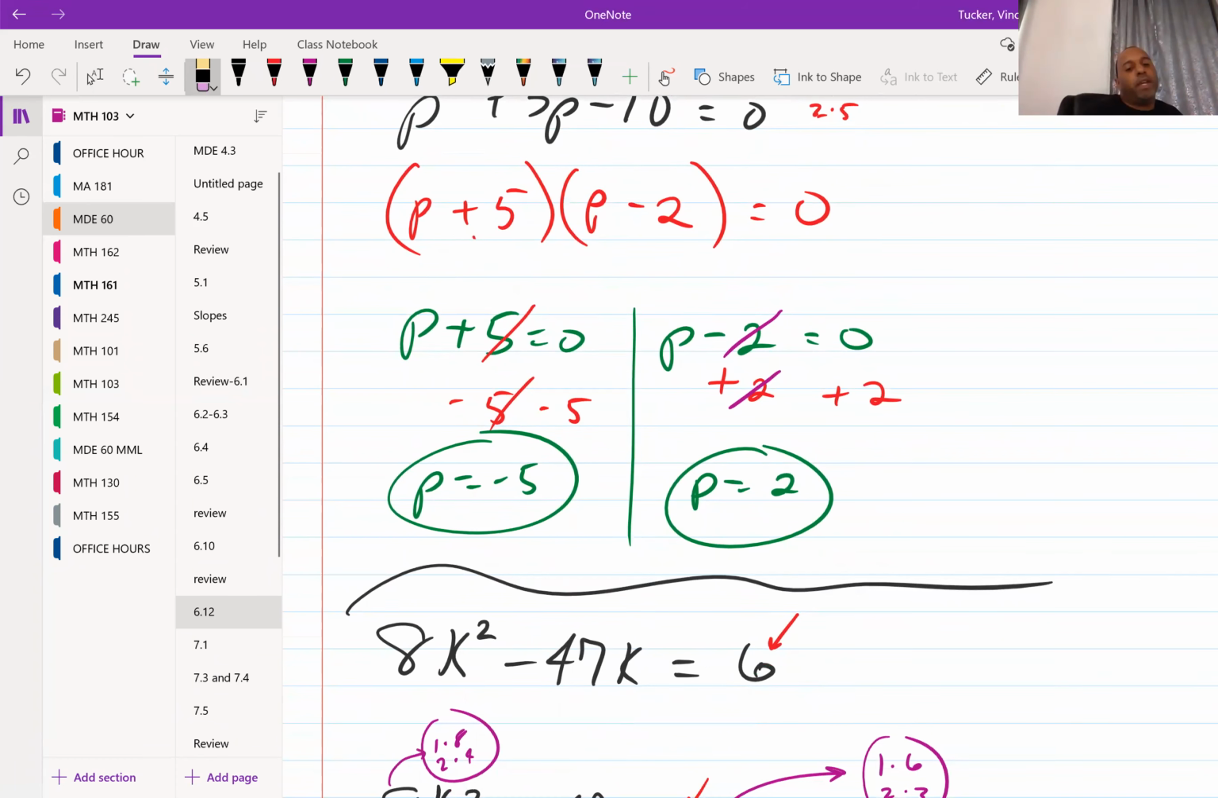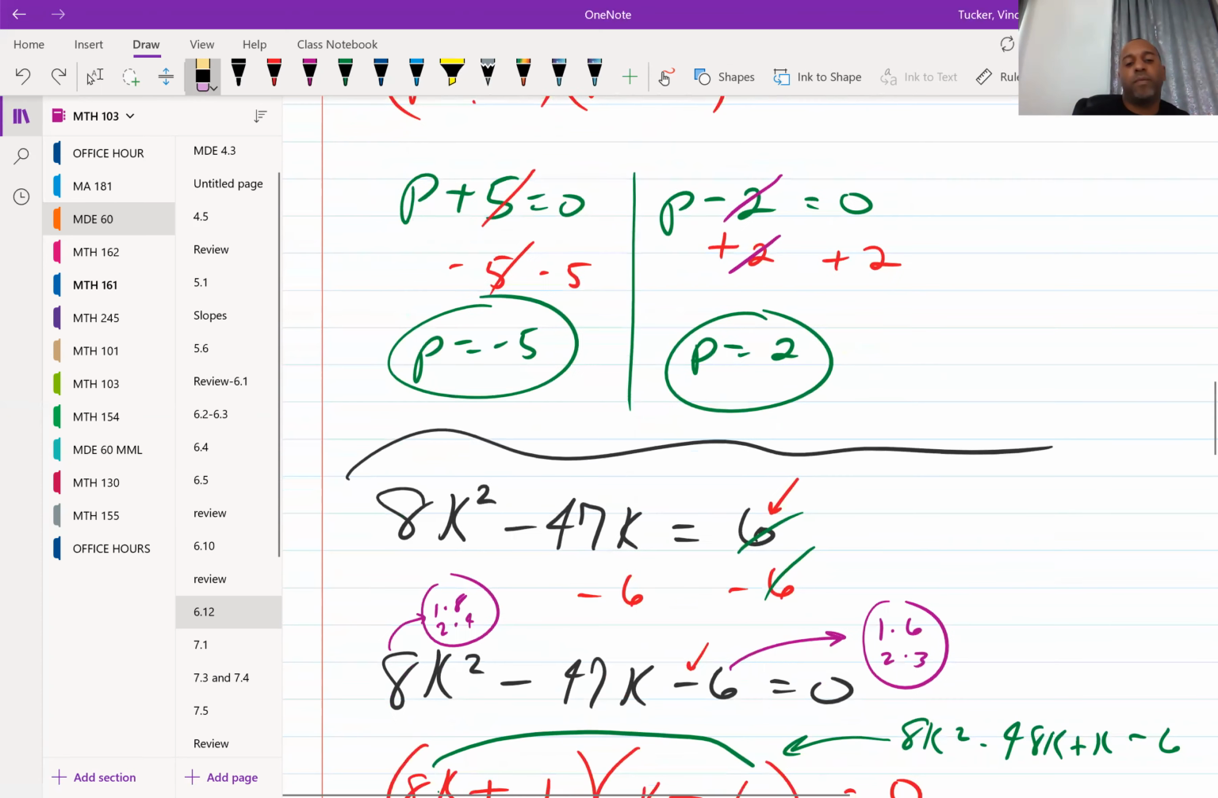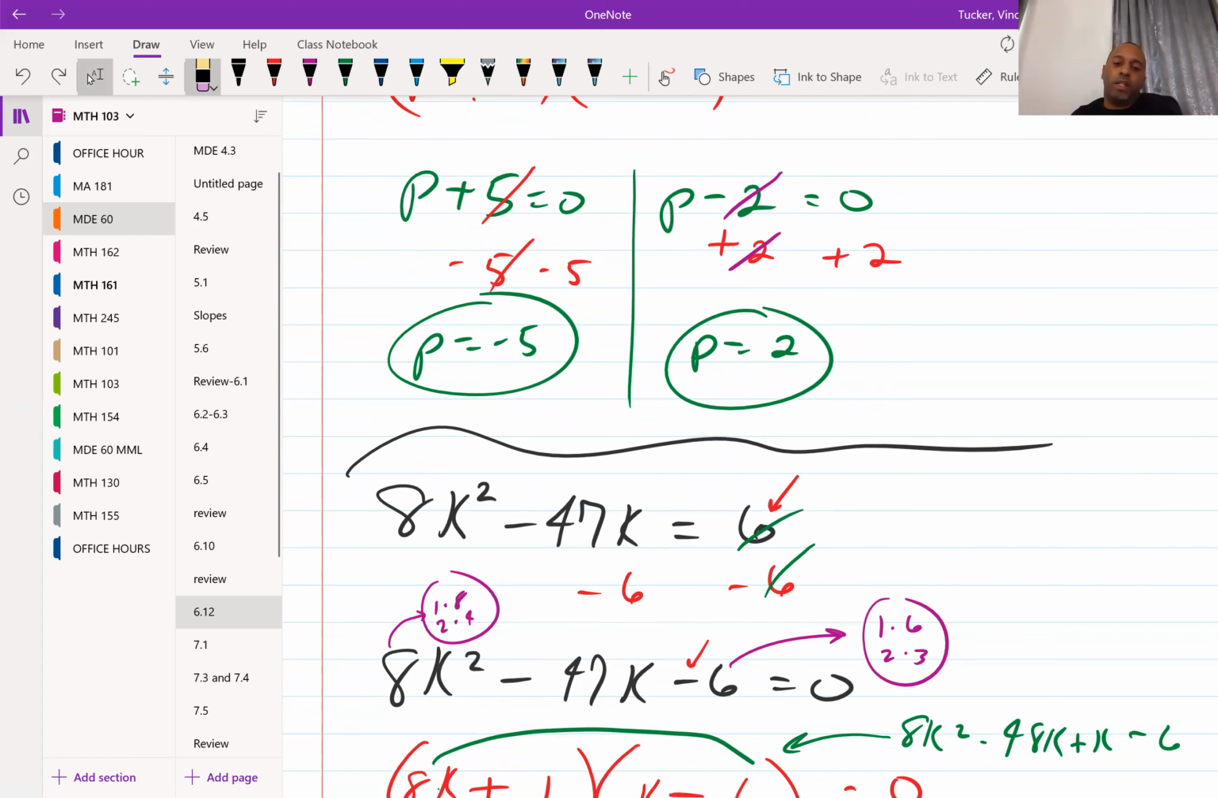All right, next one, we have 8k squared minus 47k equal to 6. The thing that should get our attention first here is the fact that we have 6 on the right side of our equation instead of 0. So we need to subtract 6 from both sides. And 8k squared minus 47k minus 6 equal to 0 is our new equation. You okay with that?